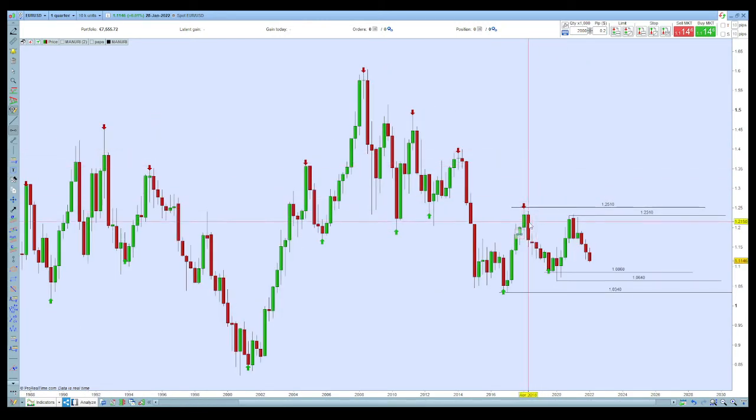Okay, what the market is telling us is right here where we have a red signal. It's a selling opportunity because we have a bearish engulfing pattern here. A bearish engulfing pattern is when the red candlestick engulfs the previous green candlestick.